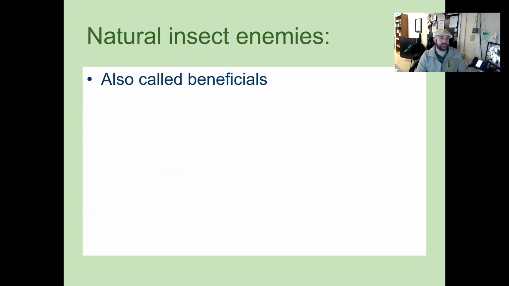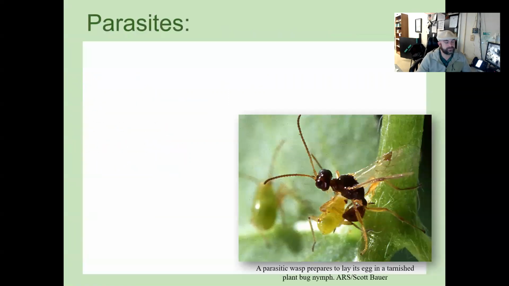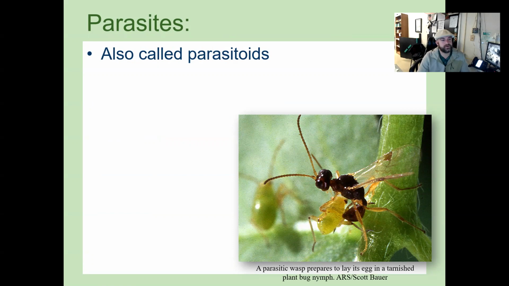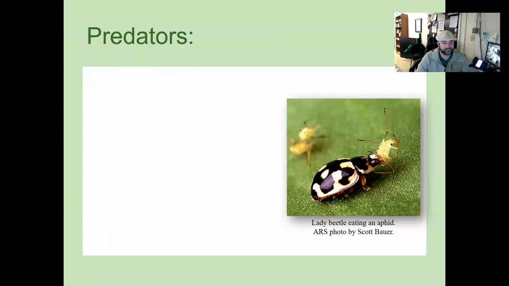So natural insect enemies, also called beneficials. 3 groups: parasites, predators, and pathogens. Let's talk a little bit about parasites here, also called parasitoids. An example here would be a wasp lays its egg inside an aphid. Immature wasp develops on or inside the aphid. Immature wasp kills the aphid, and adult wasps emerge and repeat the cycle.